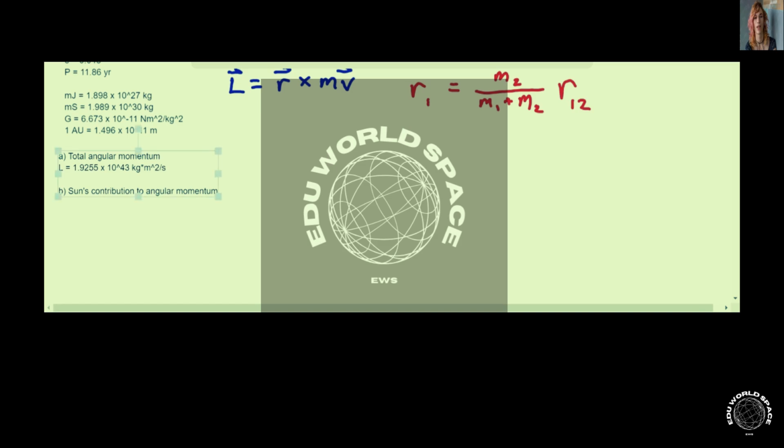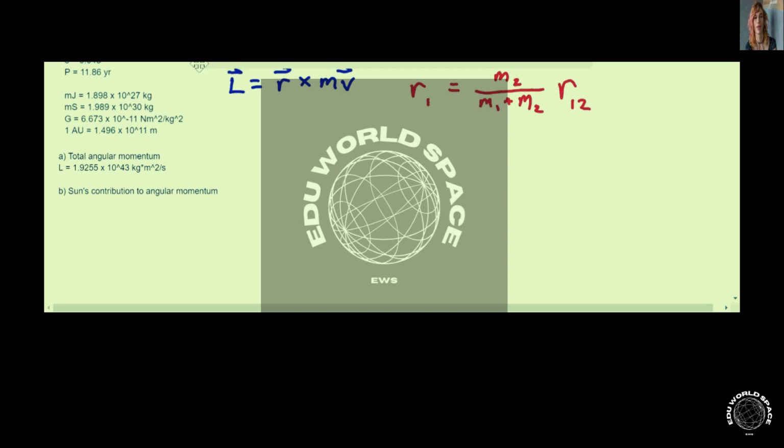So here was our answer from part A, the total angular momentum of the Sun-Jupiter system. Part B, we're going to look for just how much did the Sun contribute to that total angular momentum. Angular momentum is r cross mv, where r is the position of the object in question relative to the focus point, m is the mass of the object, and v is the velocity.